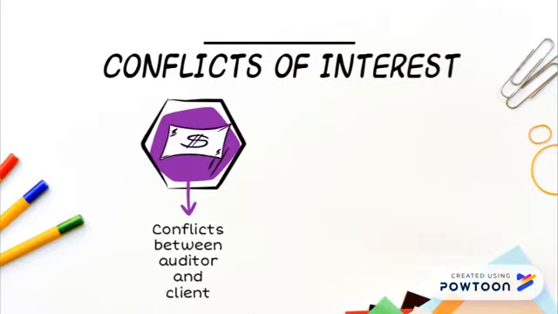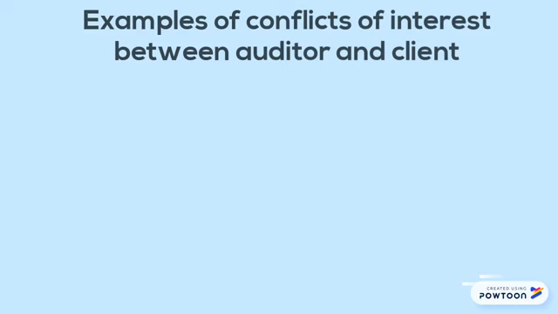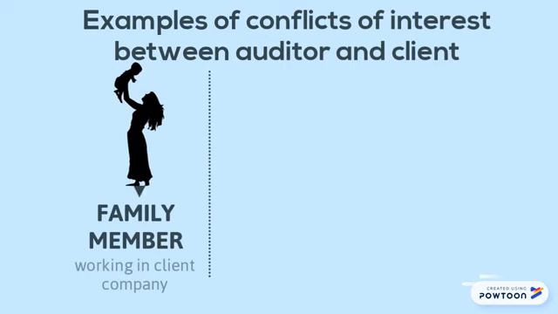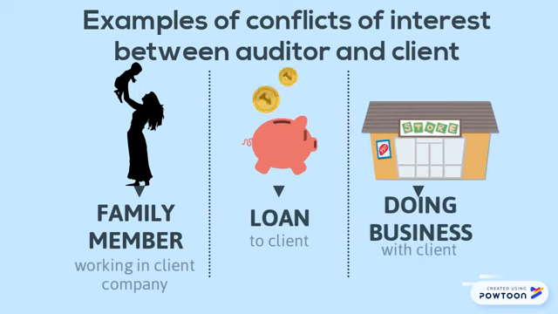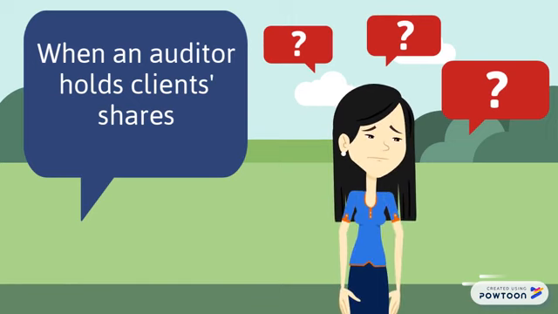In this video, we will focus on 2 types of conflicts. The first one will be conflicts between clients and the auditor, while the second one is between the clients themselves. There are many conflicts of interest between auditor and the audit client in reality. These include an auditor's family member working in the client company, and the auditor providing a loan to the client, etc.